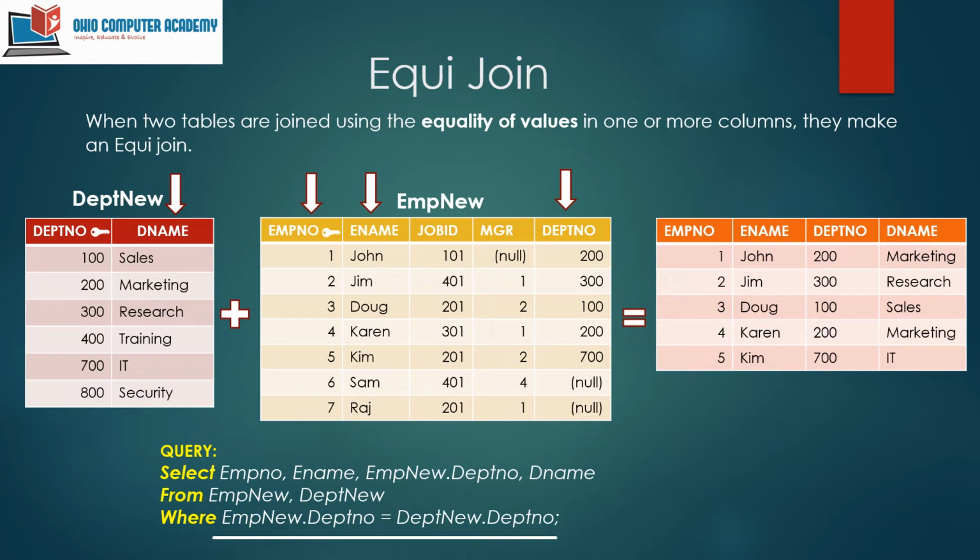Although the employee new table has 7 rows, this join query has displayed only 5 rows because an Equijoin displays only the matching or equal rows from both the tables, and in this case only 5 department numbers between the two tables match. We can see that there are no rows for department numbers 800 and 400 in the employee new table, and 2 rows in the employee new table have null values for department number.